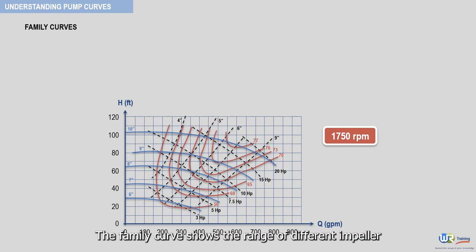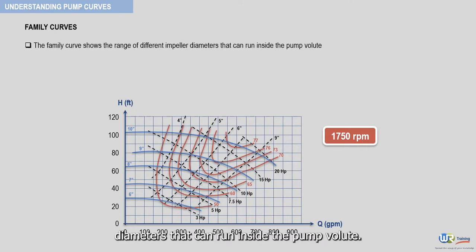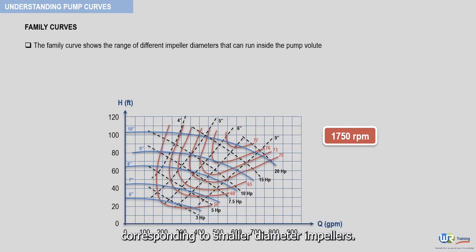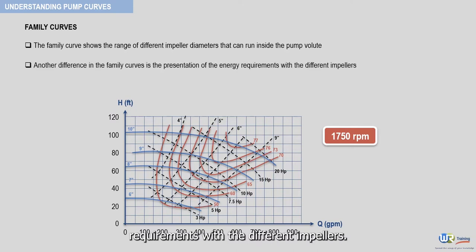The family curve shows the range of different impeller diameters that can run inside the pump volute. They are normally presented as various parallel head capacity curves, corresponding to smaller diameter impellers. In our example, these head capacity curves are shown in blue. Another difference in the family curves is the presentation of the energy requirements with the different impellers.